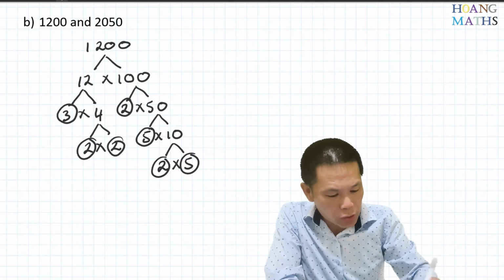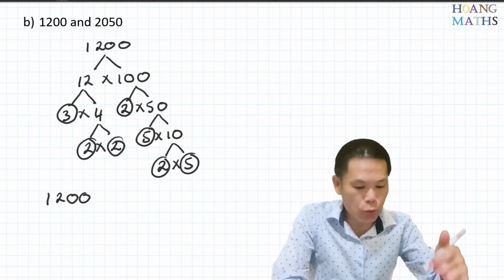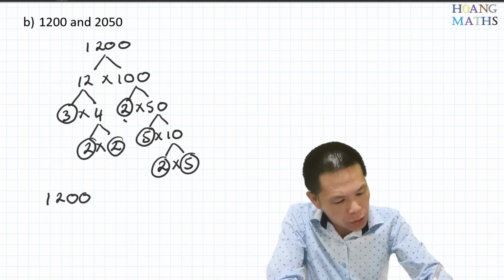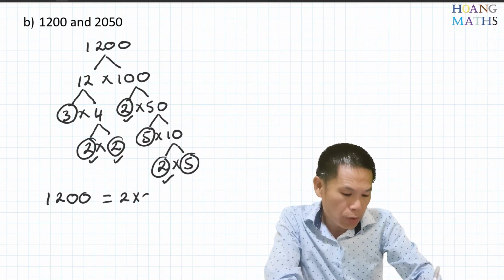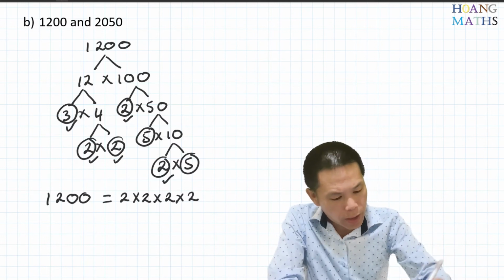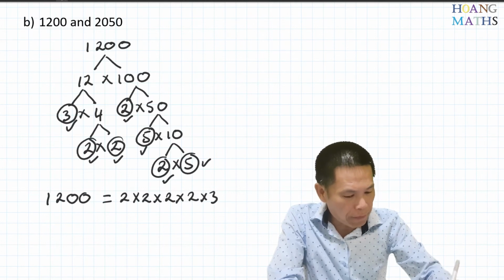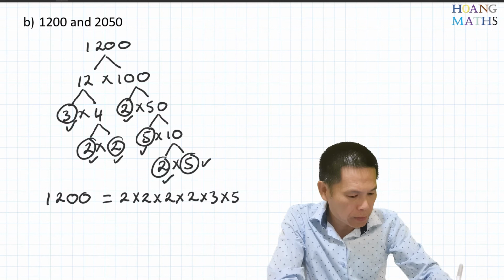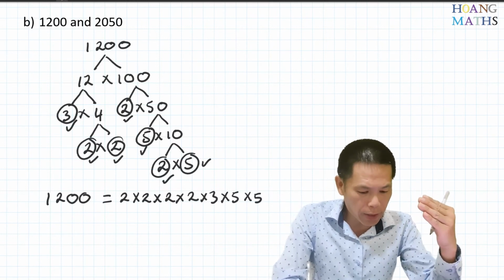So 1,200 is equal to, so we have these two, these two, these two, these two. So four of them. So which is 1, 2, 3, 4. Then the next one is 3. We have 5 and 5. There you go. I think this is it for that.